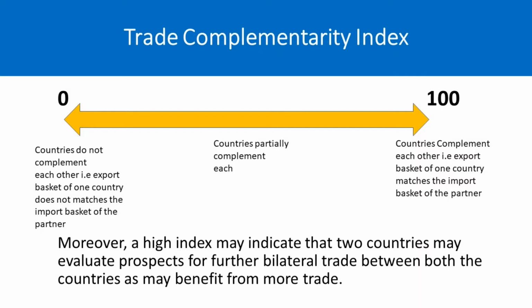The value of Trade Complementarity Index ranges from 0 to 100. A score of 0 indicates that both the partners do not complement each other, whereas a score of 100 indicates that both the partners complement each other. Moreover, a high index may indicate that two countries may evaluate prospects for further bilateral trade between both the countries, as they may benefit from more trade.